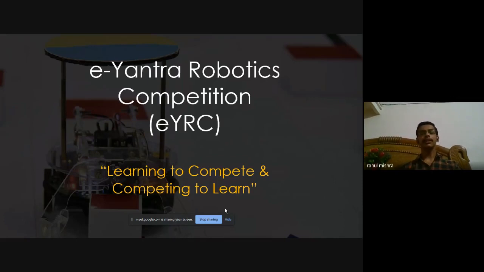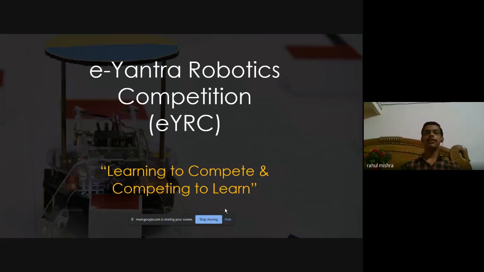So e-Yantra divides its competition into 2 parts: stage 1 and stage 2. In stage 1 we have a simulation round, in which the things we have to perform on real hardware, we first have to perform on simulation software. If you were present at the very start of this discussion, you saw our drone, the survey and rescue drone. That's my project. First we did that on simulation software, and then we put it on the hardware.